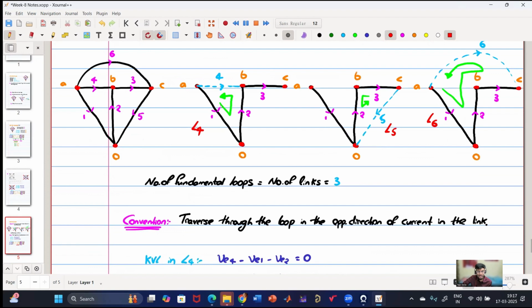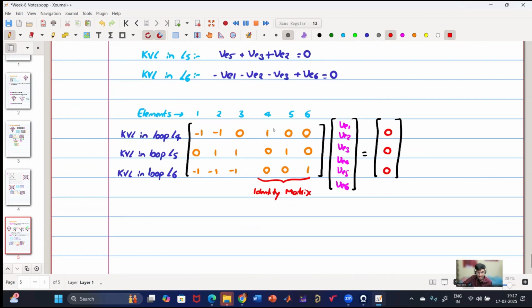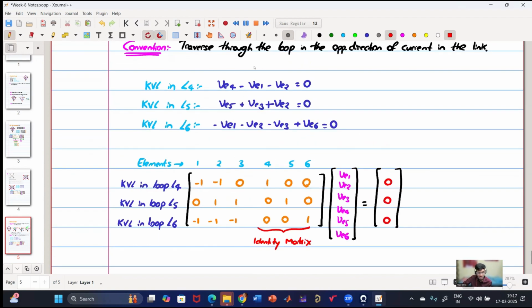So, why is this convention needed? Because, say, if I am going in the exactly opposite direction, here I will get -1, here I will get 1, here I will get 1. So, I will not get the identity matrix, right? Because I might get -1, -1, 1, or -1, 1, -1. So, I should get identity matrix here. So, in order to get identity matrix, I have to get VE4 positive, VE5 positive, VE6 positive.